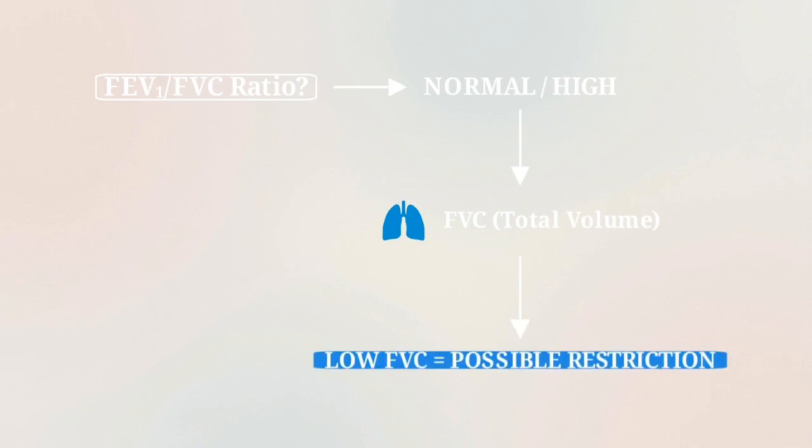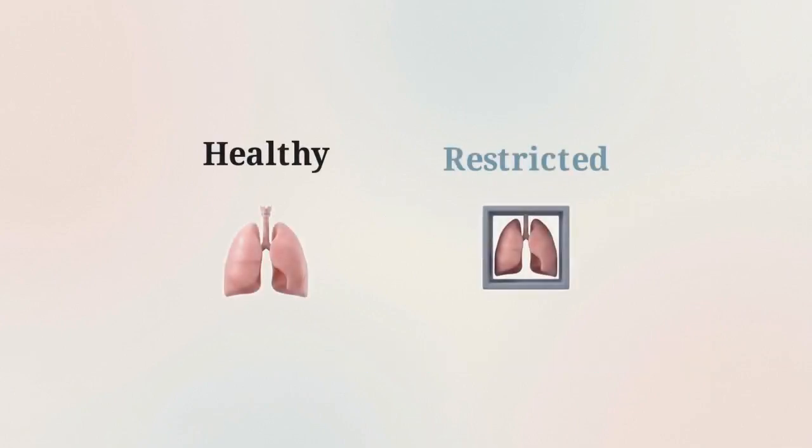If the initial ratio is normal or high, we move to the second branch of the algorithm. Step 2 is to check the total volume, or FVC. If this value is low, we shift our focus to possible restriction. Restriction occurs when lungs are in a small box. Conditions like fibrosis prevent expansion, so the patient cannot get enough air in.